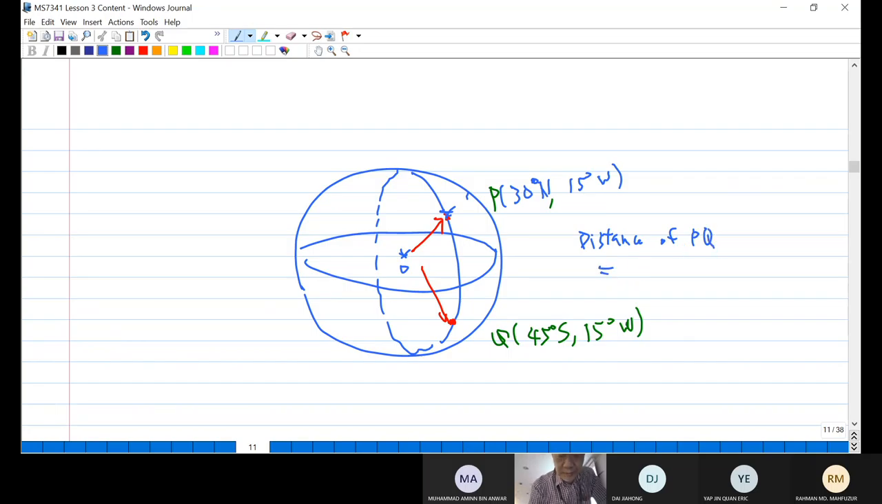So you measure the distance by degree. From here to the equator, this is 30 degree, and then this distance is 45 degree south, right? So the distance of PQ is to add up these two angles, 30 degree plus 45 degree. So you find that this distance is 75 degree. So this is just an illustration of the distance of travel, the distance traveling between 2 points.